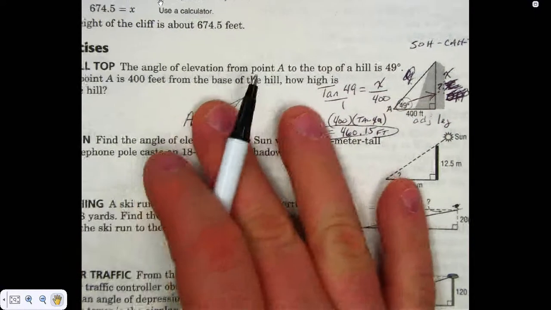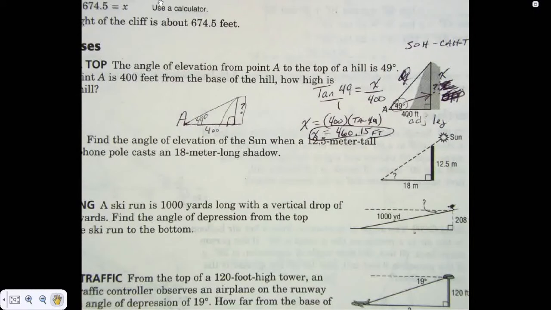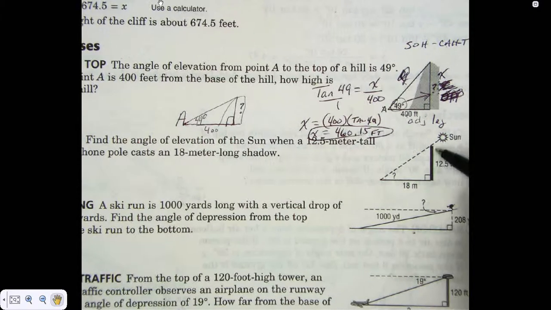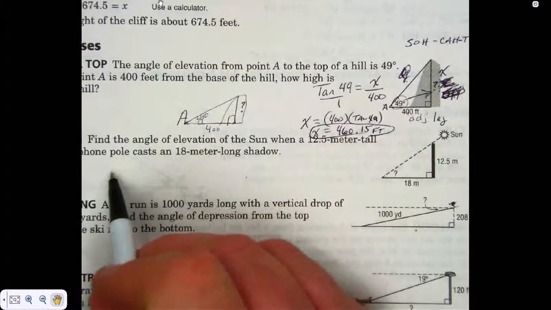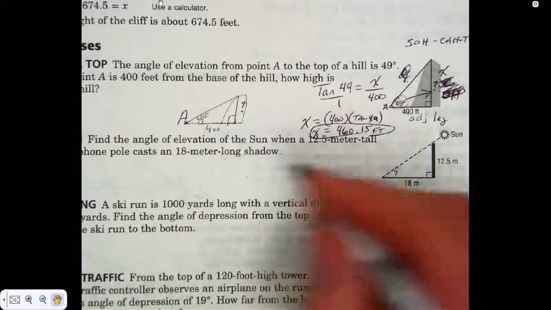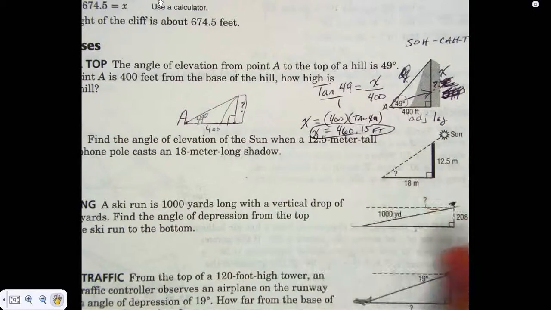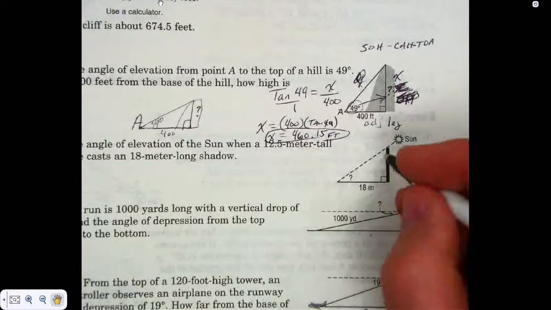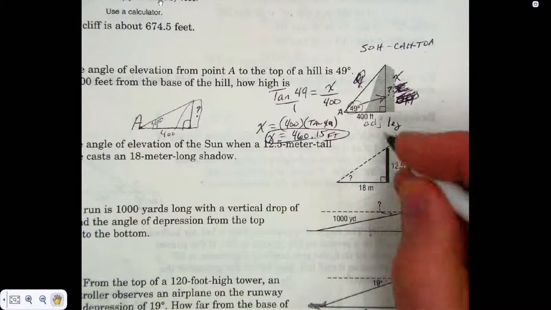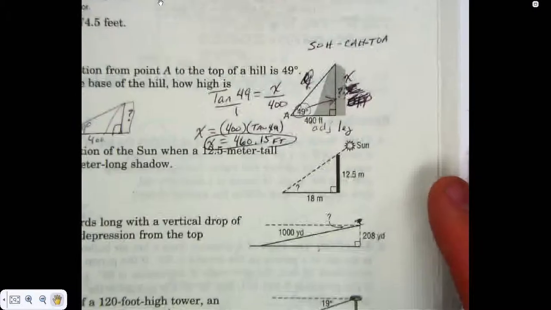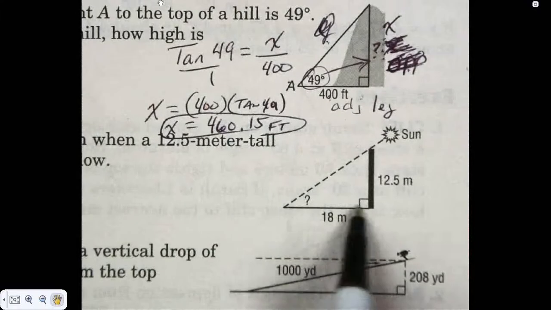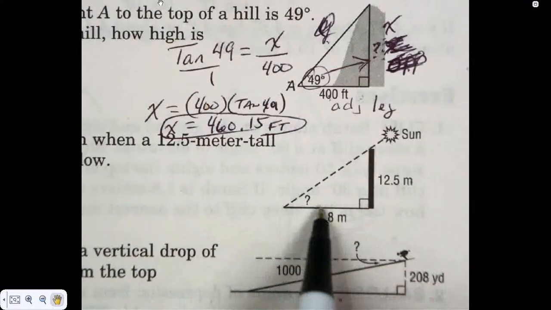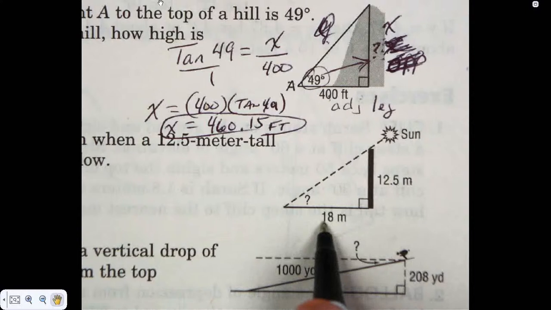Next one. Find the angle of elevation of the sun when a telephone pole 12.5 meters tall casts an 18-meter shadow. So here's your pole that they say is 12.5 meters tall. Everyone look up here at this picture. Isn't the shadow that's cast on the ground, so it's flat? Yeah. So they said that it cast an 18-meter shadow.